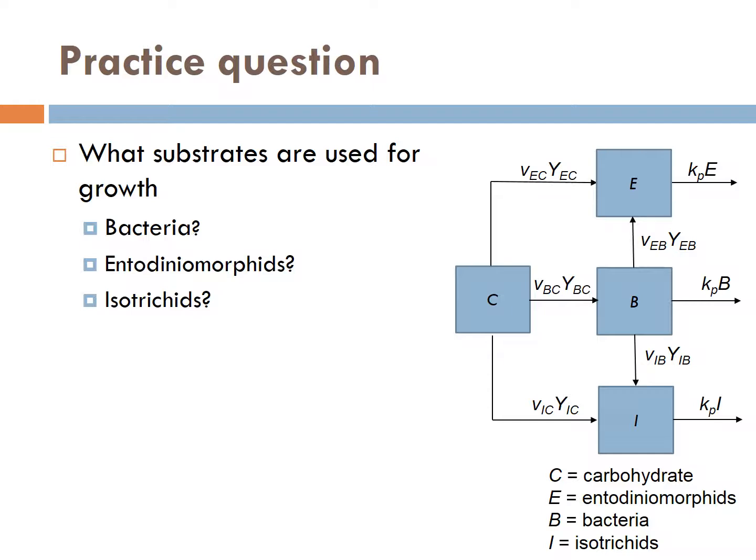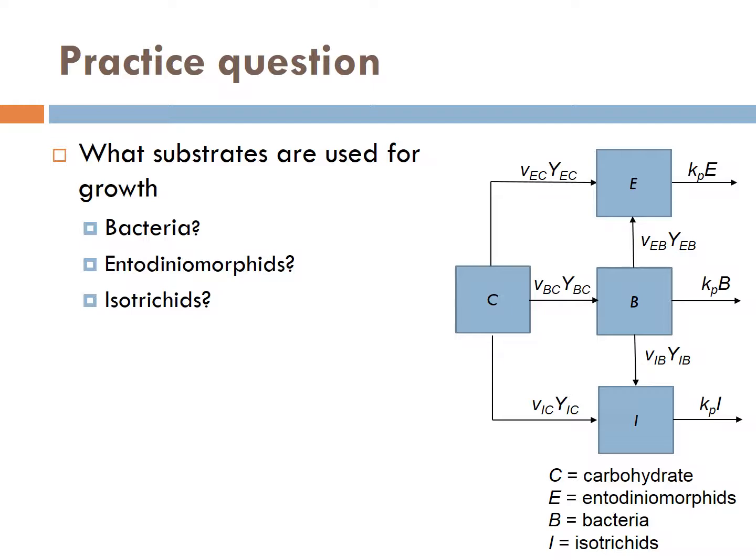After you've studied it, try to answer what substrates are used for growth. Try to answer that question for bacteria, Entodiniomorphids, and isotrichids. For bacteria, the answer is carbohydrate. You can see an arrow connecting C, carbohydrate, to B, bacteria.